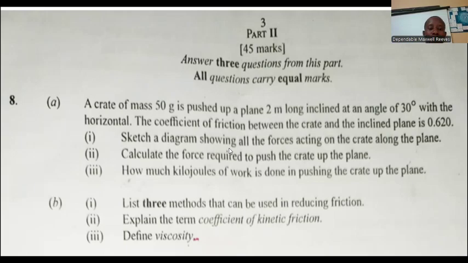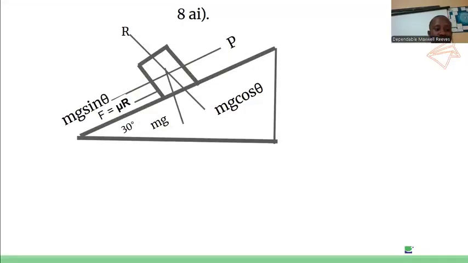For part of question number 8, we were asked to sketch a diagram showing all the forces acting on the craft along the plane. Now, we were told that this particular craft will be pushed up the incline. So when a force is applied, the body will accelerate, and the acceleration will always go with respect to the applied force. So it means that the applied force will go in the direction of the acceleration. So the pull force is going upward.